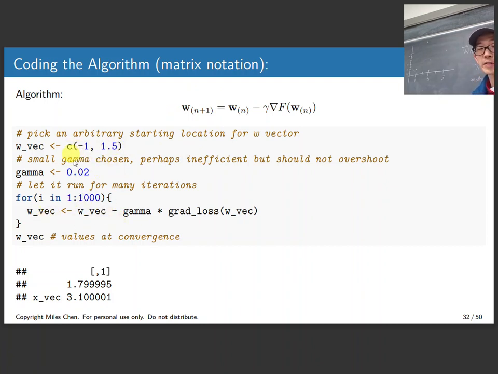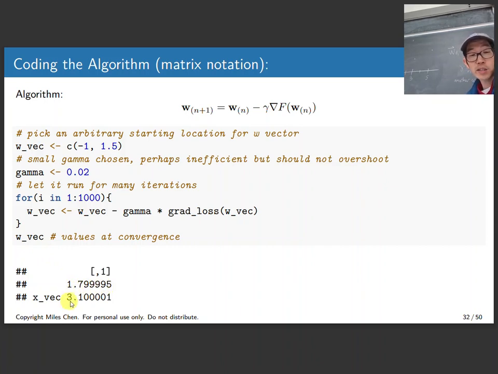I'm going to start off at an arbitrary location at negative 1, comma 1.5. I use a gamma of 0.02, and then I just say, let's run this 1,000 times. I'm going to take my current w vector, subtract off gamma times the gradient, which calculates this thing, okay? And I just repeat this one line 1,000 times.